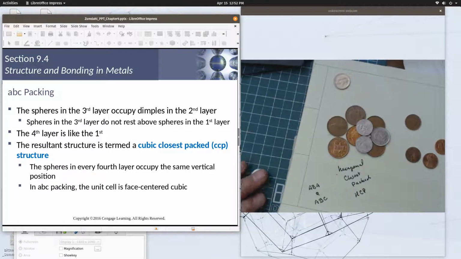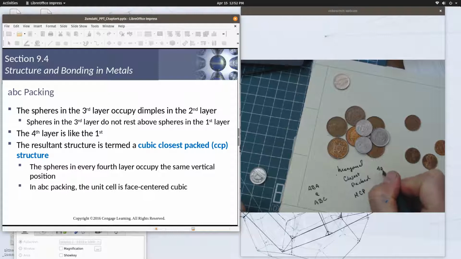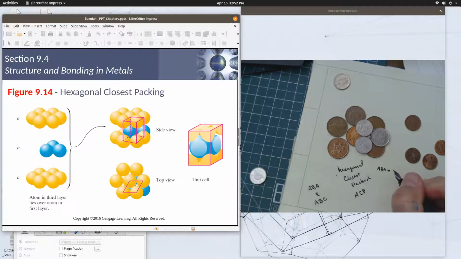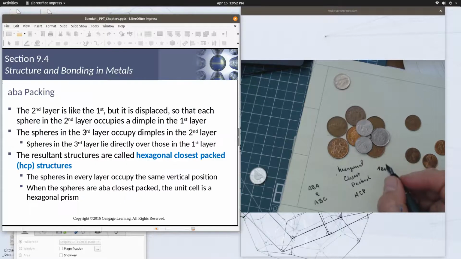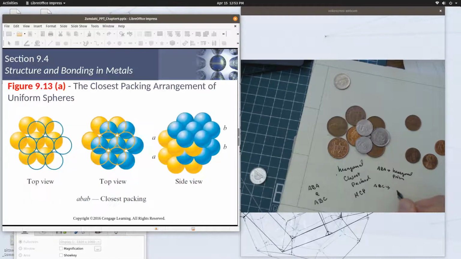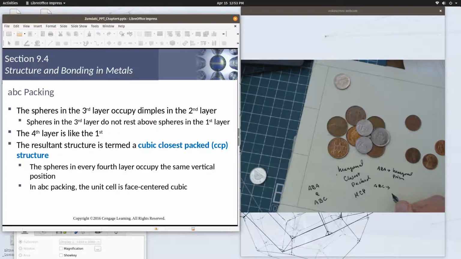In the ABC, so ABA gives this hexagonal prism, and the ABC gives cubic closest packed. Okay, it's face-centered cubic.